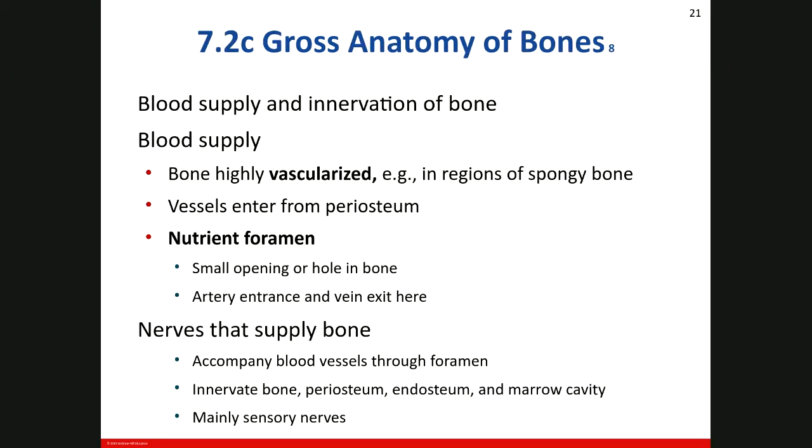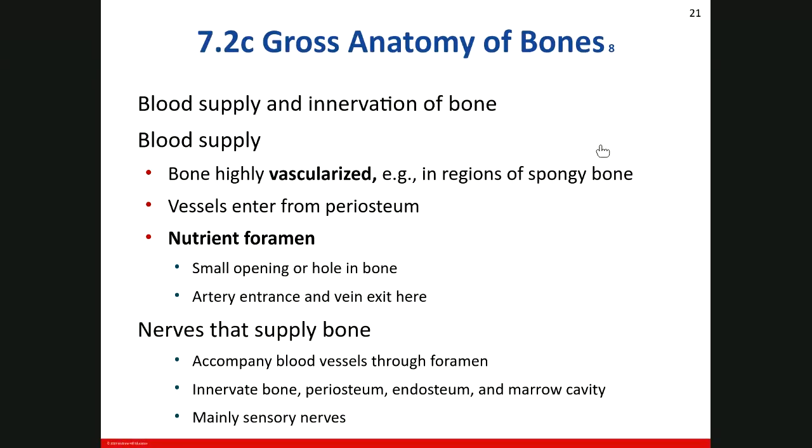Our bones are highly vascularized. And we have blood vessels in the spongy bone, and the blood vessels can enter from the periosteum. We have a foramen on the surface of the bone, which we call the nutrient foramen, and the arteries and veins can pass through this foramen, and I will show you the picture later.